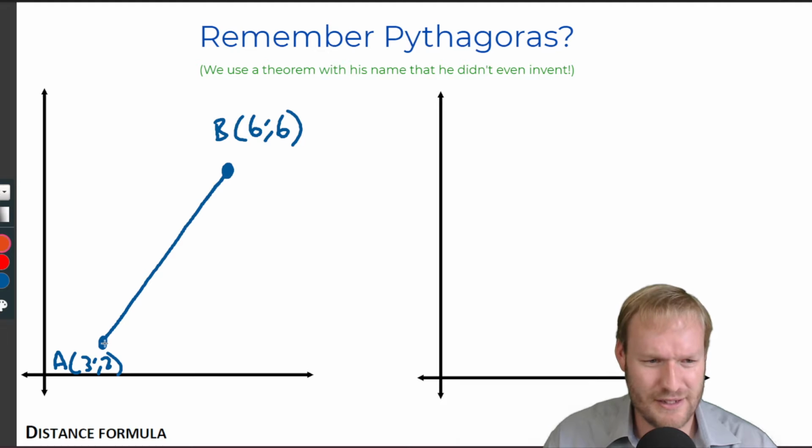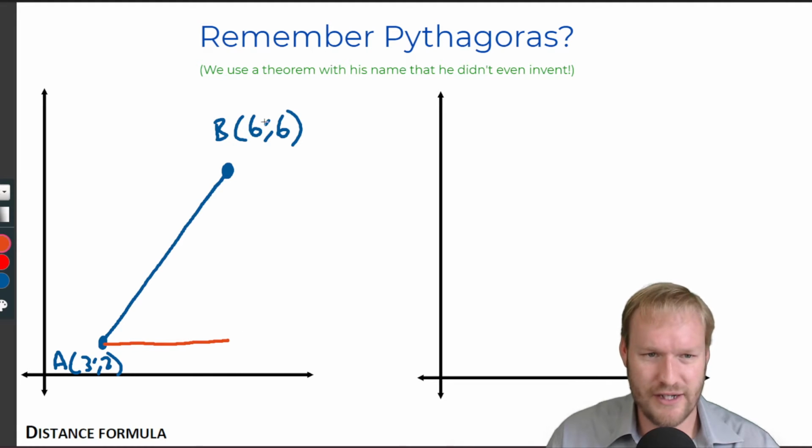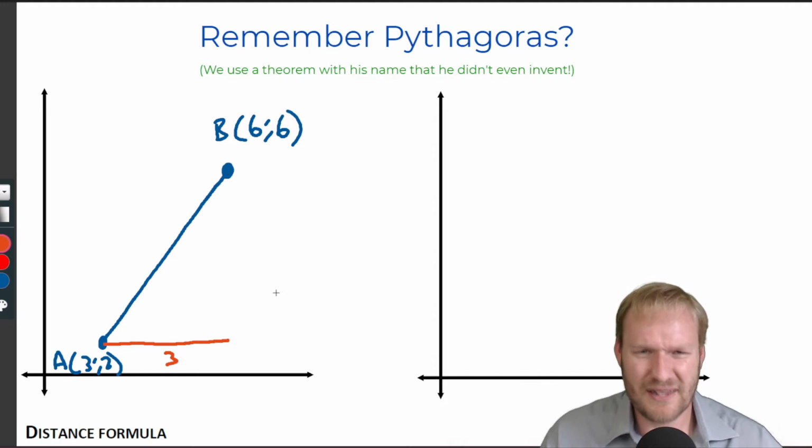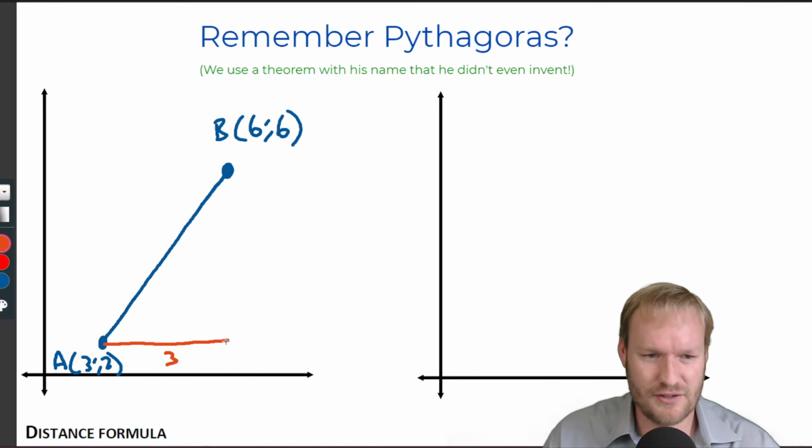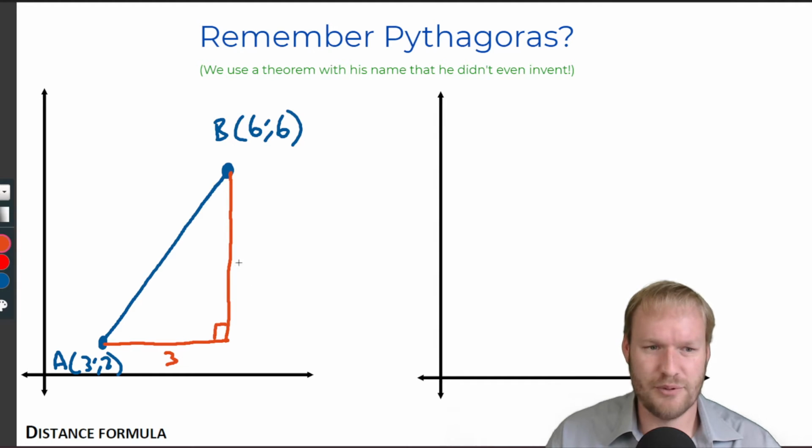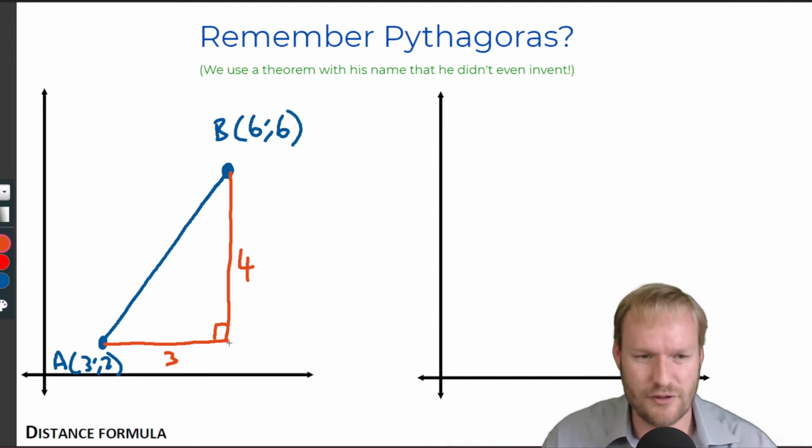I'm going to say, well, let's see this x distance over here from 3 to 6 is 3. And you're thinking, oh, well, how did we get that? Well, we saw from 3 to 6 was 3. Or we went 6 minus 3. Okay, and this distance over here, if we went straight up, is 4. So we've gone from 2 up to 6. We've gone 6 minus 2 gives us 4.